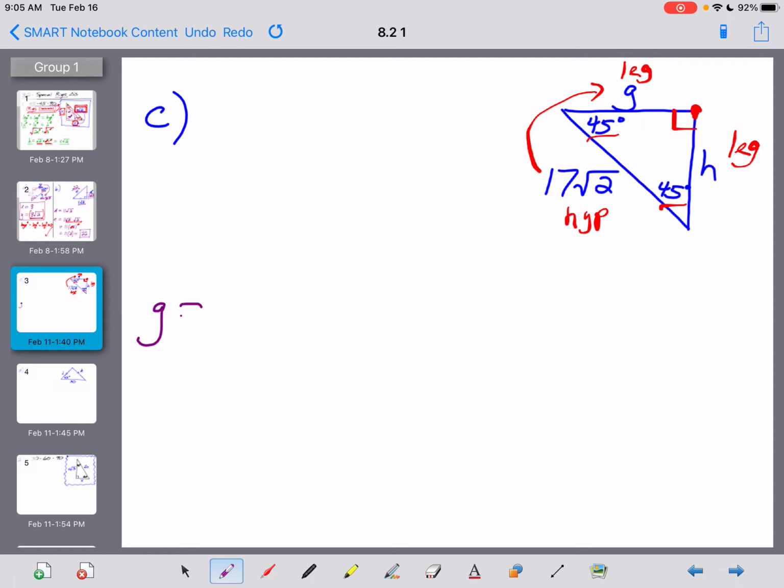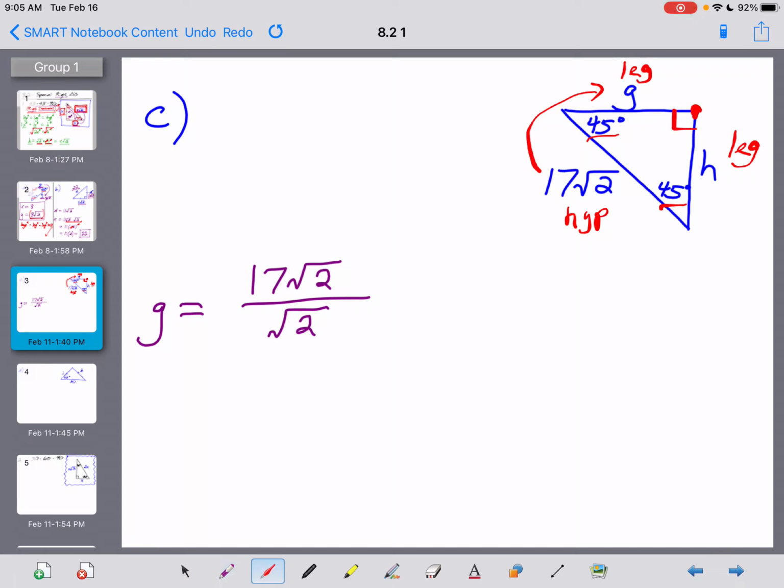G is a leg, everybody. And what have we learned? To go from leg to hypotenuse, you multiply by the square root of 2. So to go from hypotenuse back to leg, we're going to reverse that and take our hypotenuse, 17 root 2, 17 times the square root of 2 is your hypotenuse, and now we need to divide that by the square root of 2. And once again, everybody, you do not need a calculator here.